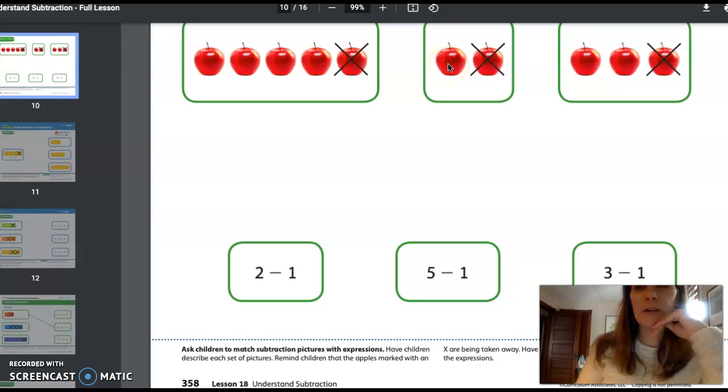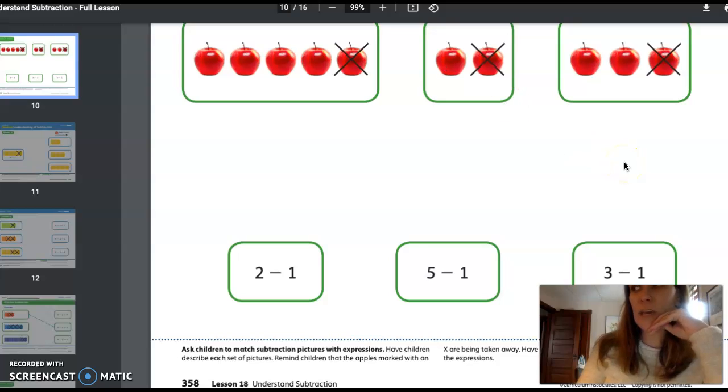How many apples are there in all? 1, 2. And then I take away 1 apple. So I subtract 1 apple. Which number sentence makes a match? Which number sentence starts with 2 minus, or take away 1? Let's look. Here it is. 2 minus 1. 2 take away 1. That's a match.